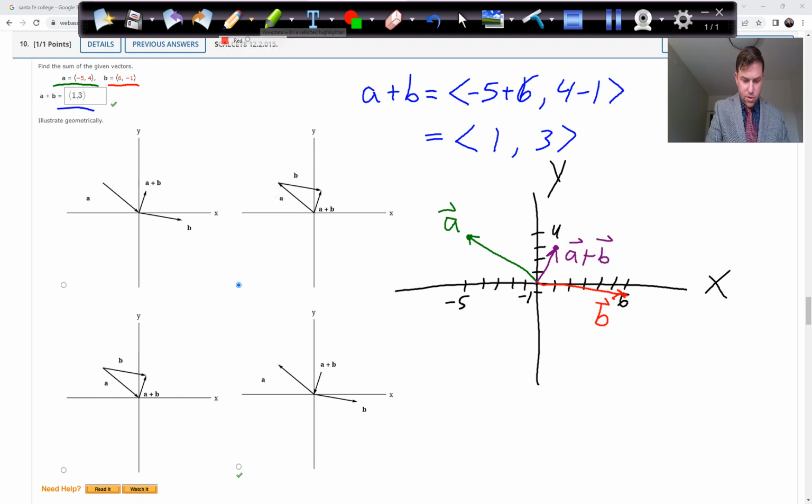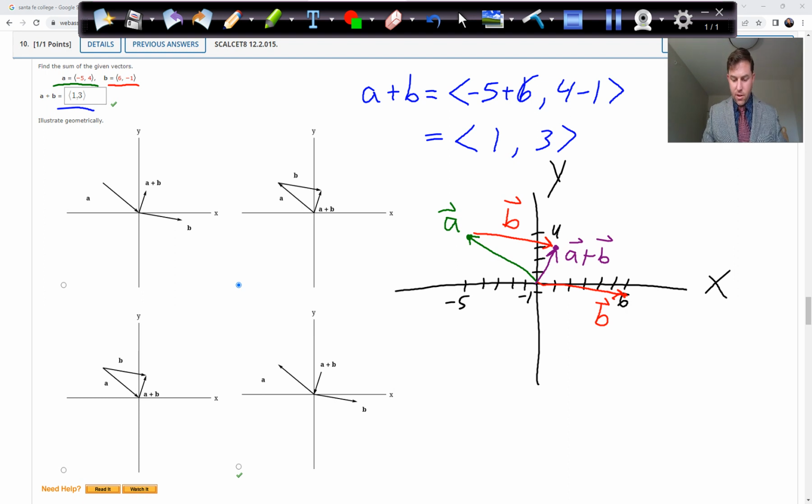Now, if I were to translate B, so I can move it up and to the left, as long as I keep its angle the same, it would look like that. So you can see that if we got from the origin, went down A, and then added the B vector to it, we would end up with the resultant A plus B. We would end up at the same spot.